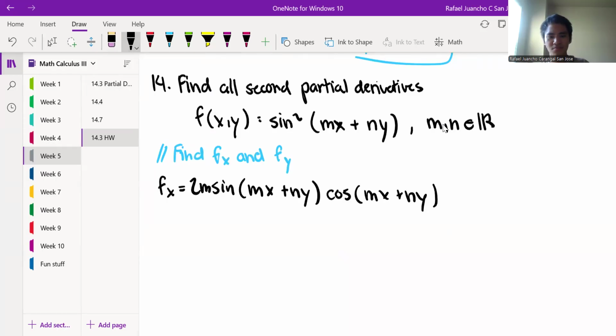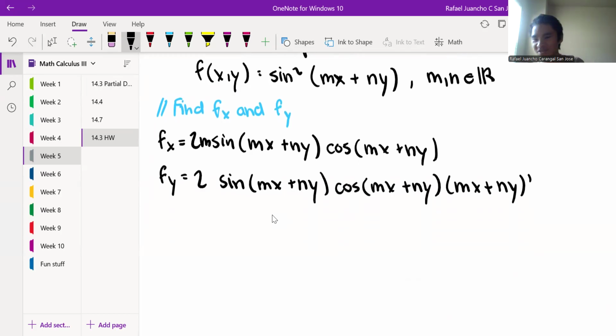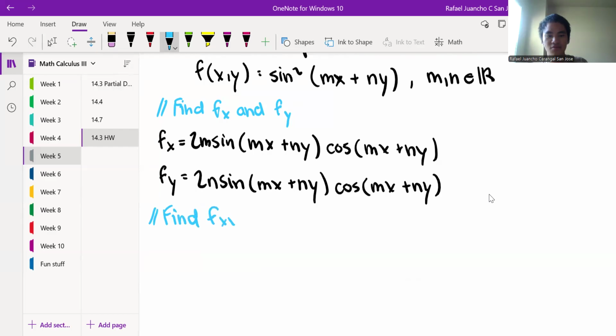Done. Then my f sub y, well, I do the same thing. So 2 sine. I'm leaving space because I know I'm going to have a number. Take a chain rule. And then, yeah, it's all chain rule, chain rule, chain rule, because these are what we call composite functions. Now I treat my y as a variable, so I get n instead. And we're done.